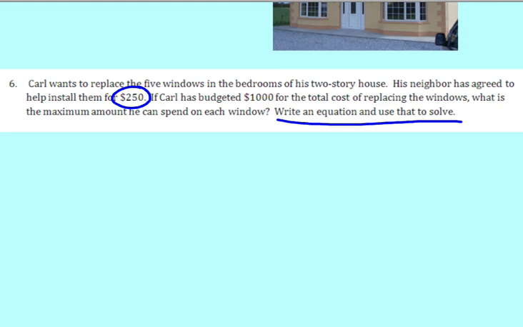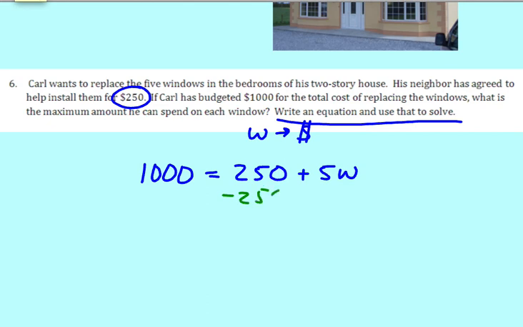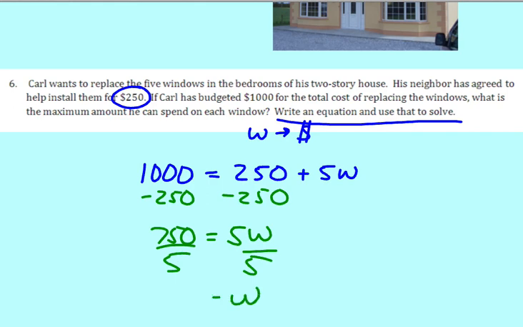And now I'm going to. So I'd say, first of all, he's budgeted $1,000, and he's buying windows, and he's getting his neighbor to help him. So $250 goes to his neighbor, and the rest go to windows. And I'm going to say the cost of each window is W. And we're going to do 5 of them, so it's 5W. This is one way to write the equation. There's several ways you could do it. But now solving it, subtracting 250 from both sides, 750 equals 5W, and dividing both sides by 5. W equals $150.